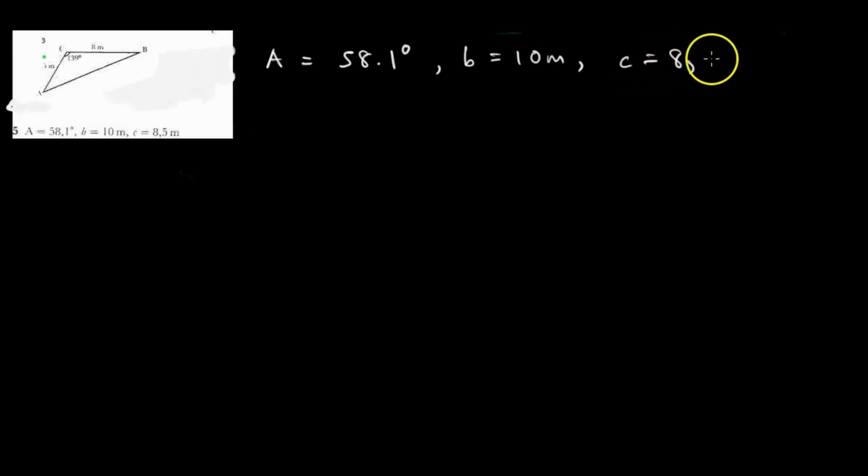At this juncture, we want to do number 5. In number 5, we are given the angle A, the side B and the side C. We are required to find missing sides and missing angles. So what we first do here, using the information given, we are told that A is equal to 58.1 degrees, B is equal to 10 meters, and C is equal to 8.5 meters. What we do is draw our little triangle like this.